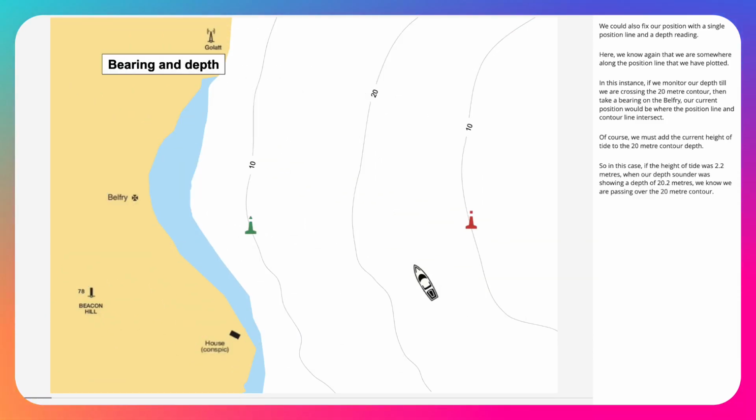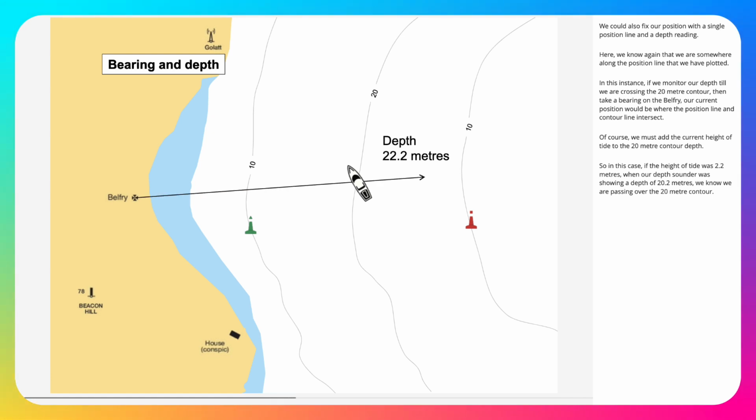We could also fix our position with a single position line and a depth reading. Here we know again that we are somewhere along the position line that we have plotted. In this instance, if we monitor our depth till we are crossing the 20-meter contour, then take a bearing on the belfry, our current position would be where the position line and contour line intersect.